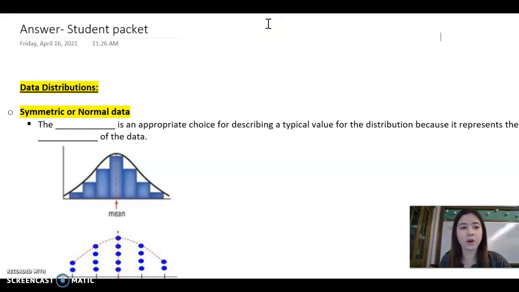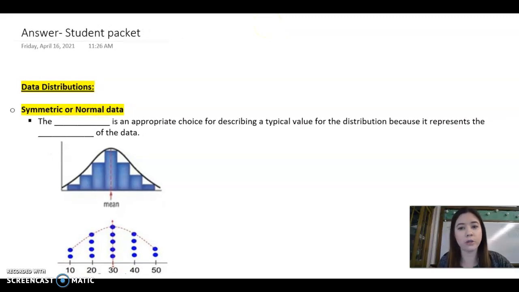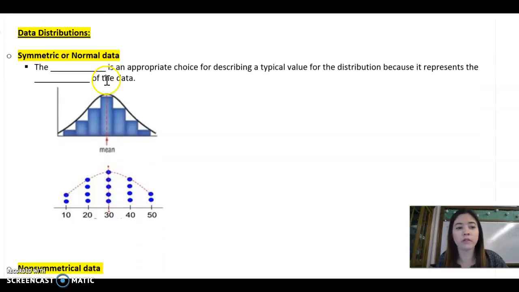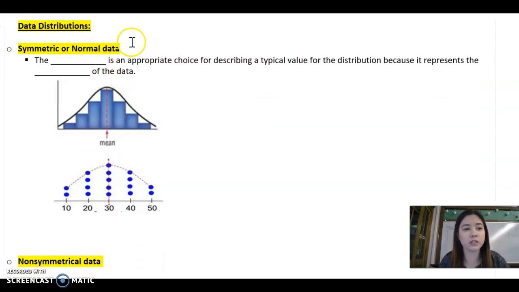We're going to continue our talk on visual distributions, visual data, and the types of distributions and then what that means for our measures of center. So, yesterday we mentioned symmetric versus normal data. And this is when our data is nice and centered. We get this nice bell curve, so we call that normal or symmetric because both sides are the same.